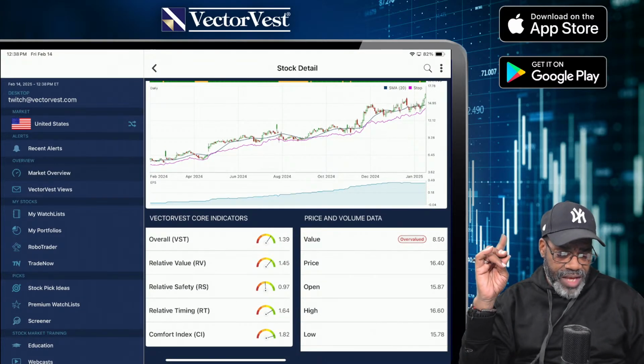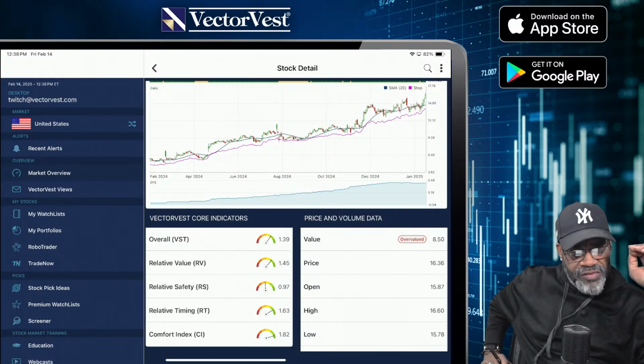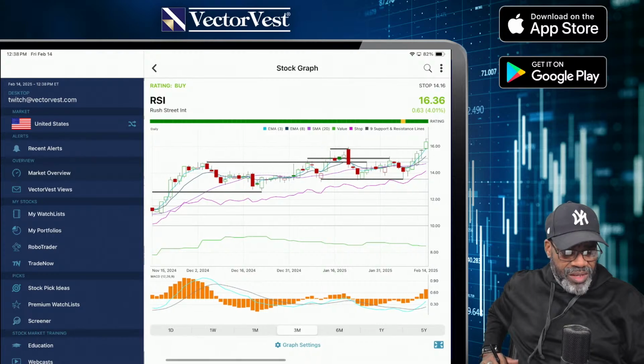Fundamentally, the stock's got good upside. Relative safety below 1, so it just tells me that the stock is a little bit more aggressive of a play. I do love the move, though.